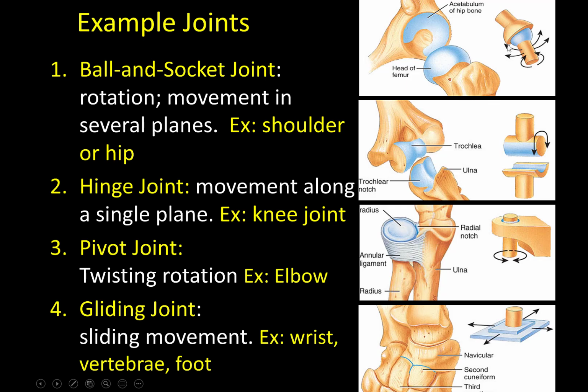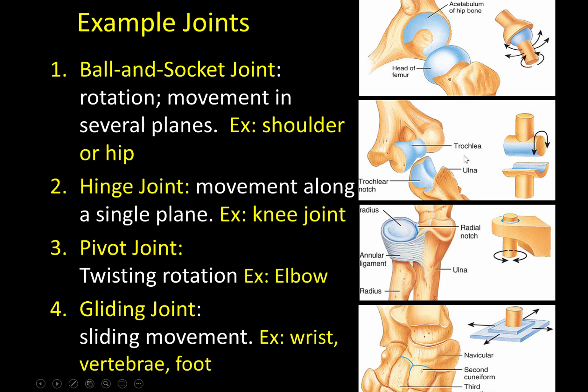Okay? Here's a simplified diagram of it. Imagine this cup is hollowed out so that this ball fits perfectly inside of it. This kind of joint arrangement allows for rotational movement. It means you can move that joint along several planes. The shoulder and the hip are great examples of this. You can move your shoulders around in different positions. You can swing your arms around in a circle. You can move them forward, backwards, up and down. There's a lot of range of motion using a ball and socket joint.